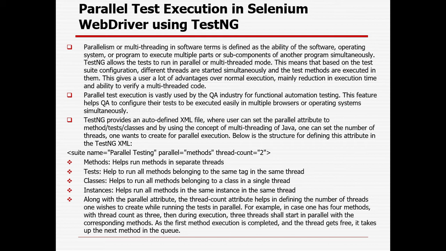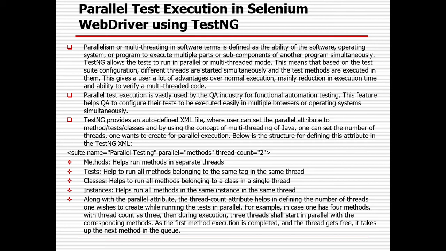Suppose in real time there are 500 test cases, and you need to run them in 3 different operating system or browser combinations. If you run in normal mode, 500 will be run 3 times, that is 1500, so obviously it will take huge time to complete the execution. But if you distribute the 500 test case execution across the 3 different operating system or browser combinations, it will run in parallel, so the time taken will be only for 500 test cases.